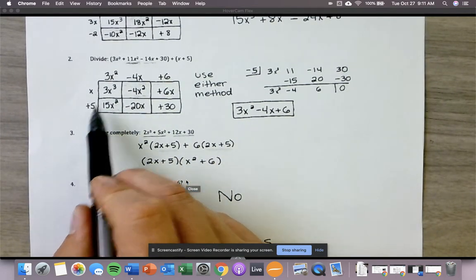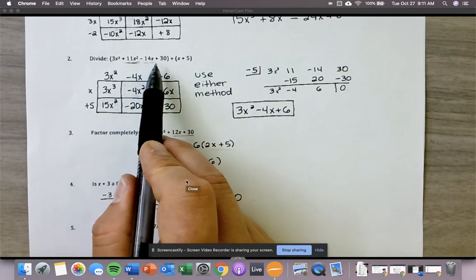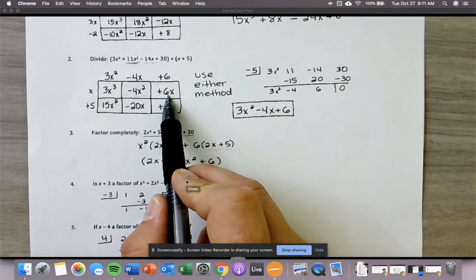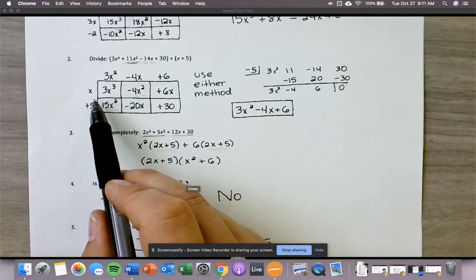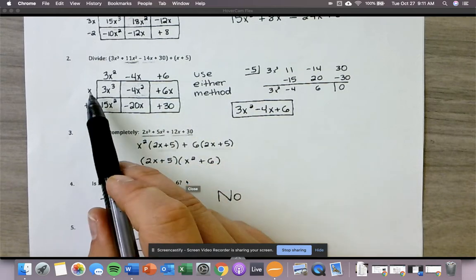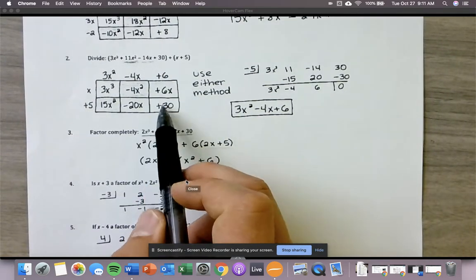Right, then we can do 5 times negative 4x, we get negative 20x. And then same thing, we have this negative 14x, and I know negative 20x plus 6x will get me negative 14x. All right, then I do x times something gives me 6x, and that is x times 6. All right, then I do 5 times 6, which is 30.